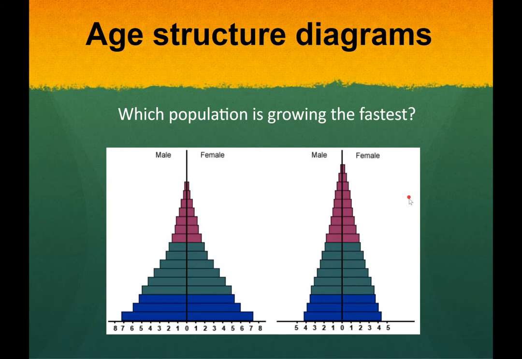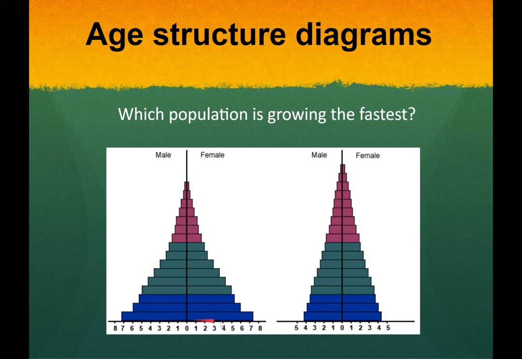So out of these 2 age structure diagrams, which population do you think is growing the fastest? Number 1 over here on the left, or number 2 over here on the right? Well, the population that's growing the fastest is going to be number 1 over here on the left.